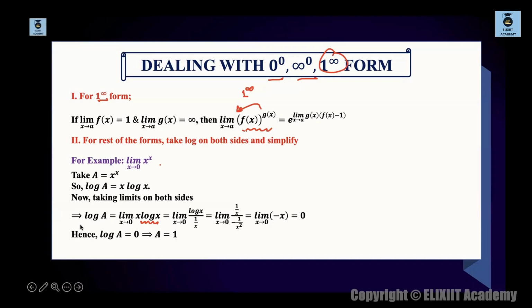And then afterwards we transfer the value of a by taking e raised to the power of 0, which will become 1 over here. Log a will be 0, so a will be 1. This is how you are supposed to solve the questions for the remaining forms. For 0 raised to the power of 0 and infinity raised to the power of 0, you will simply take log on both the sides and simplify. That's all about the theorems over here.